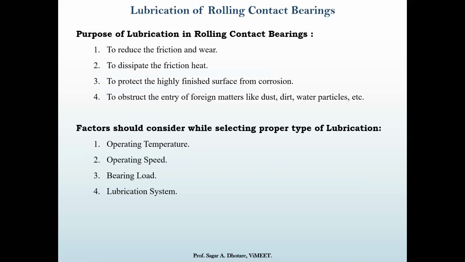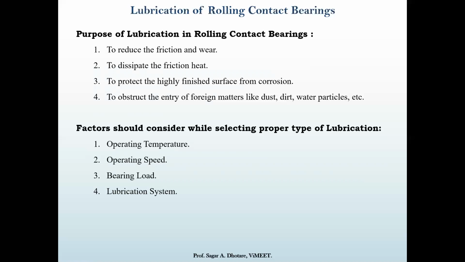Now, what are the basic factors we should consider while selecting the proper lubrication system? First one is operating temperature, second one is operating speed, third one is bearing load, and fourth one is the lubrication system. If the operating temperature is below 100 degrees, grease is a very suitable lubricant, whereas if the temperature is above 100 degrees centigrade, then we use oil as a lubricant.